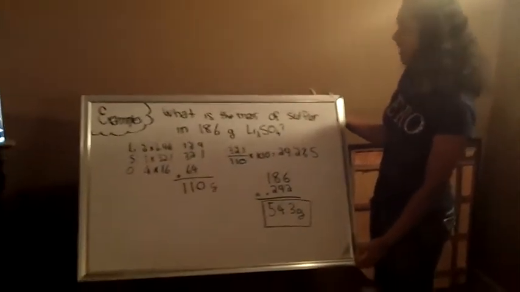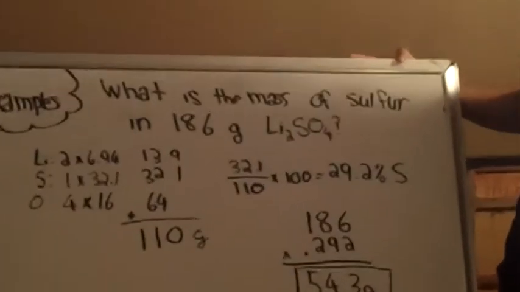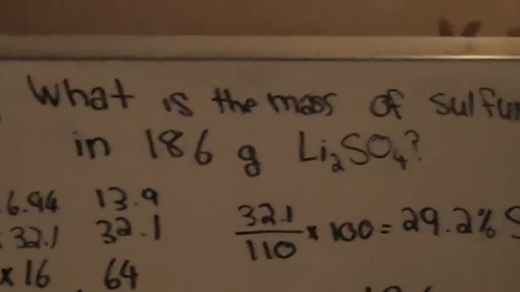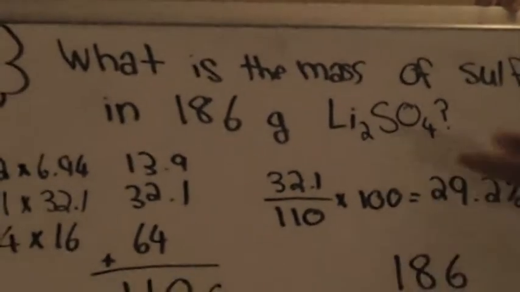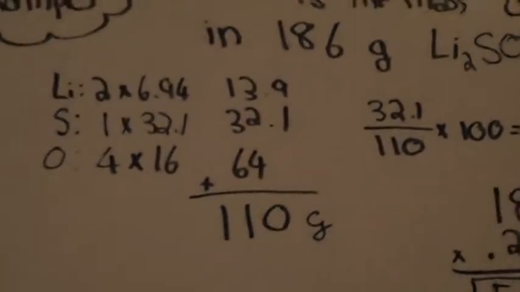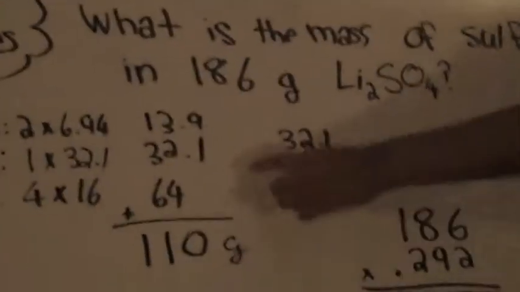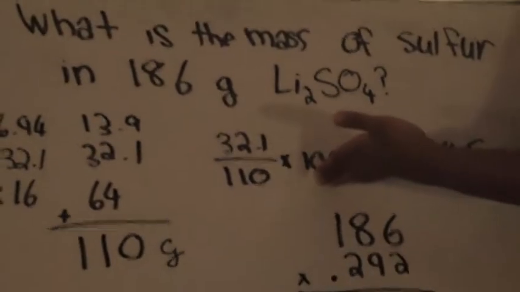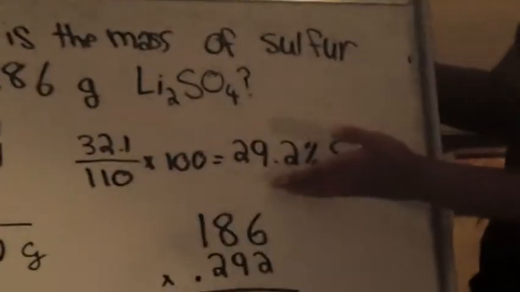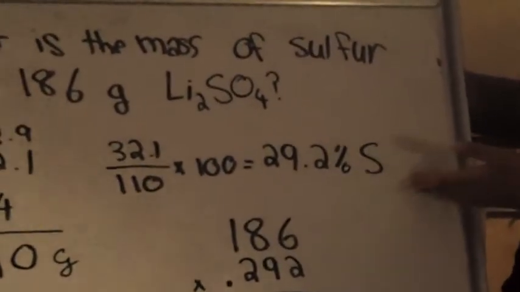In this problem, it says, what is the mass of sulfur in 186 grams of this compound? So what you would do is you would find the molar mass of this compound, which would be 110 grams. And since you're only talking about sulfur, you would only need to find the percent composition of sulfur. So you take 32.1 divided by 110 multiplied by 100, and you would get 29.2% sulfur.